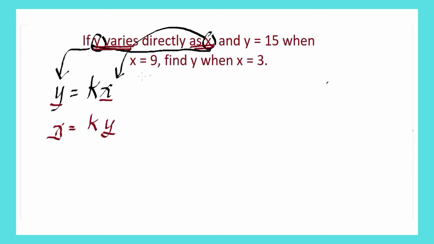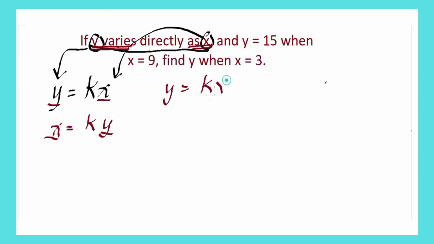We're going to get the formula for this. So y varies directly, so the equation for this is y is equal to kx. It says here that y is 15 when x is 9. So the value of k is the missing number here. We are going to get the value of that k. How are we going to get that? We are going to divide both sides by 9. So 9 will be cancelled, leaving k.